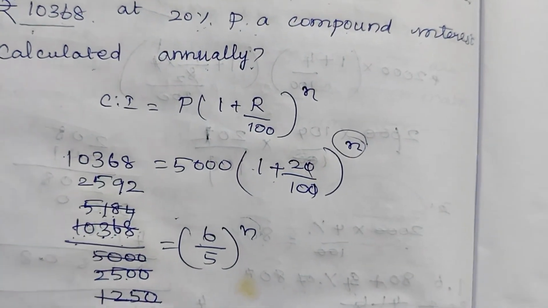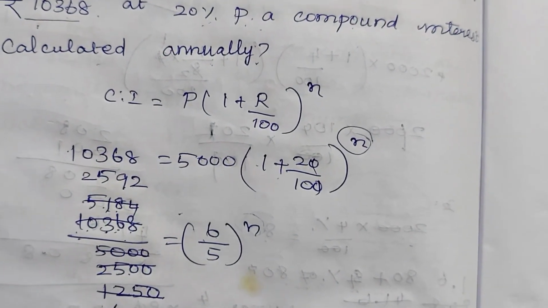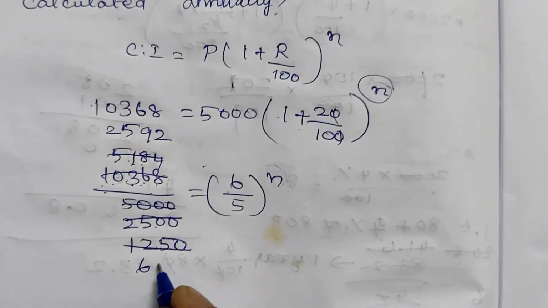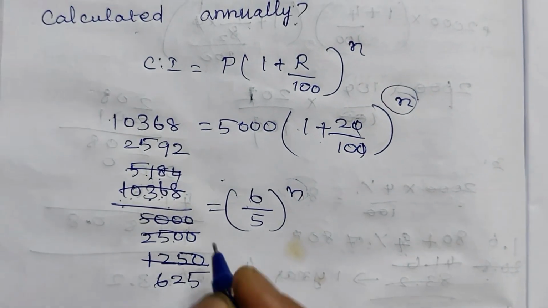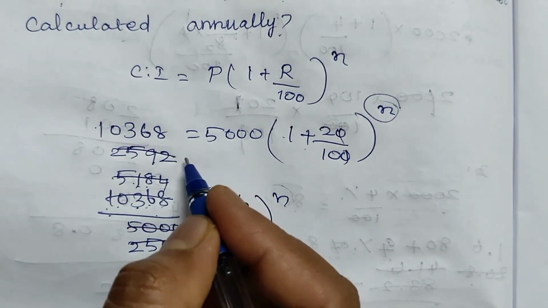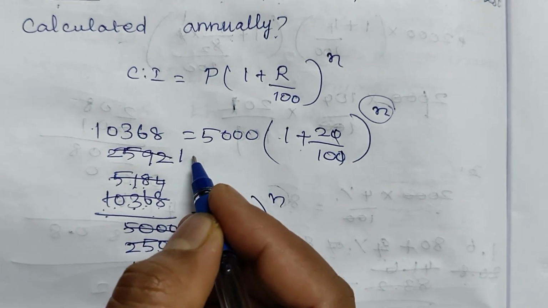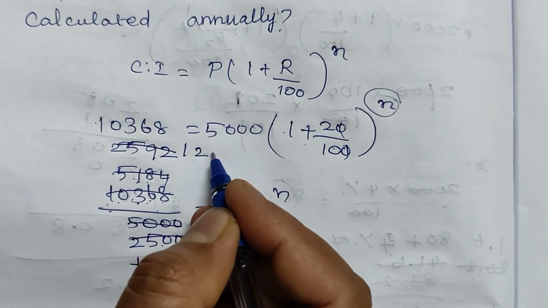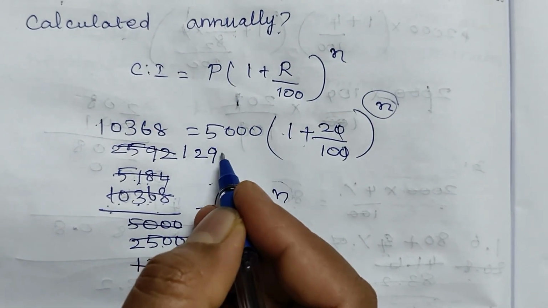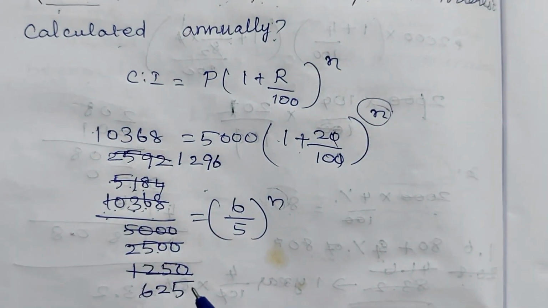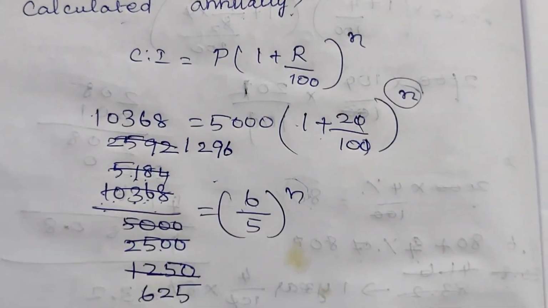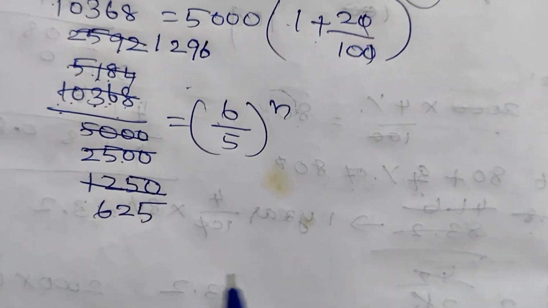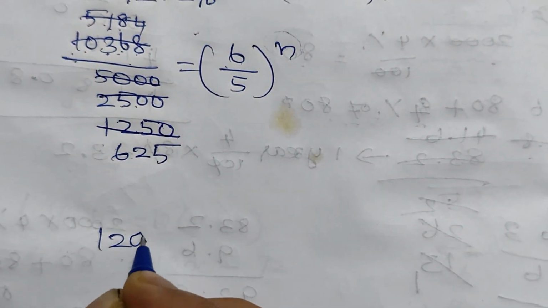Then again dividing by 2, we get 1296 over 625. Here 625 is 5 power 4, and the numerator is 1296.